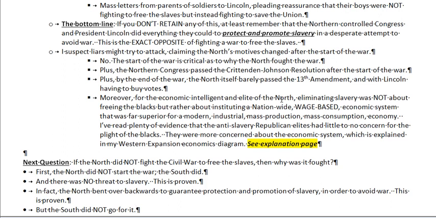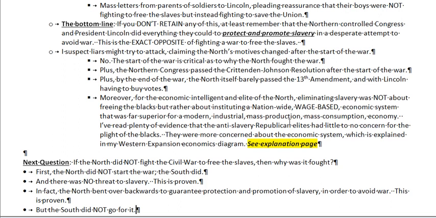It's just like the Oregon Constitution: we don't want any slaves here, no black people. Illinois, Iowa, Indiana, and Oregon all had laws barring blacks from coming into their state. They don't want slavery, but they don't want black people. So eliminating slavery was not about freeing the blacks, but rather about instituting a nationwide wage-based economic system that was far superior for a modern industrial mass production, mass consumption economy.